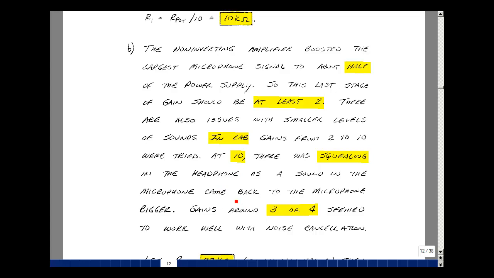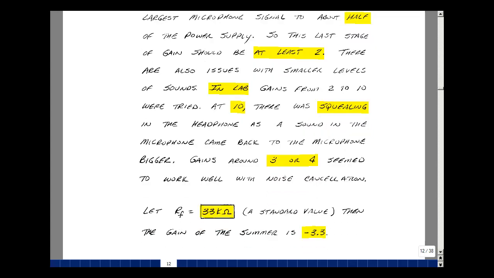What was happening is that some sound was coming back from the microphone back into the headphone and then getting amplified again and amplified again and amplified again. So I wound up playing with other gains, and 3 or 4 seemed to work pretty well to be able to do the noise cancellation without getting the squealing. You could also modify this in lab if you find when you're testing yours that things are slightly different. So I'm going to get a gain of around 3. I can pick a 33K resistor, and then with my 10K resistor, that'll give me a gain of about minus 3.3.